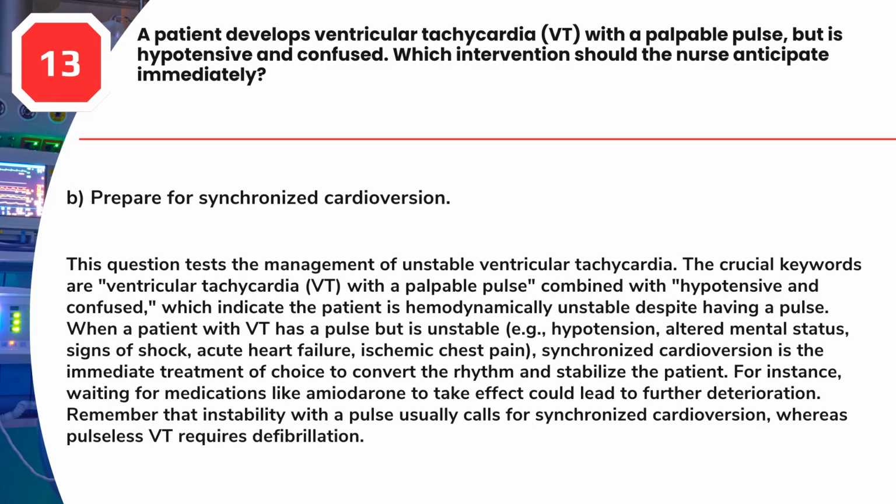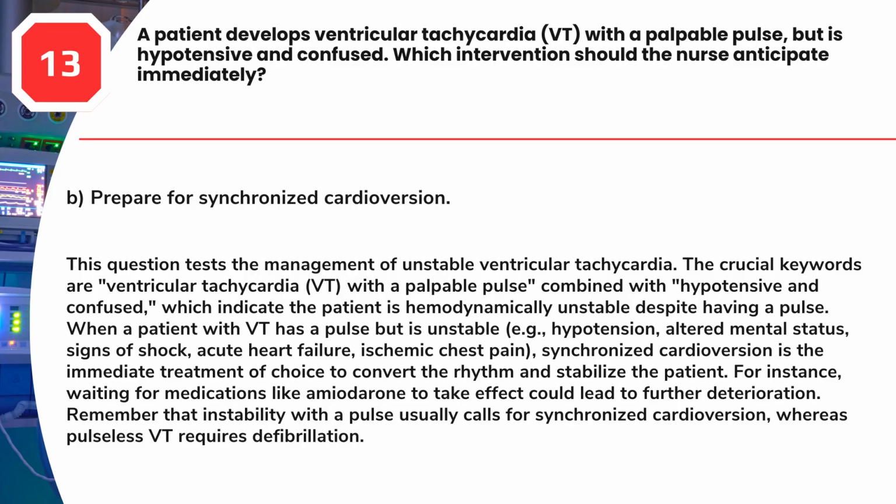Answer, B. Prepare for synchronized cardioversion. This question tests the management of unstable ventricular tachycardia. The crucial keywords are ventricular tachycardia, VT, with a palpable pulse combined with hypotensive and confused, which indicate the patient is hemodynamically unstable despite having a pulse.